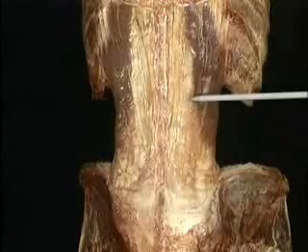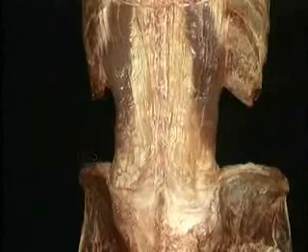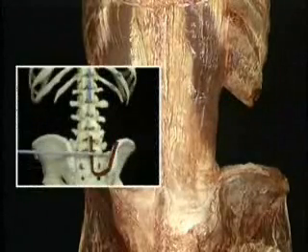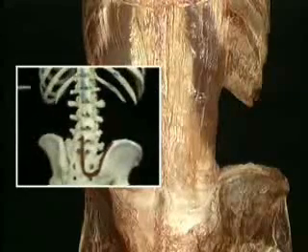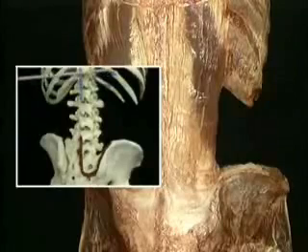Here are the muscles known collectively as the erector spinae. We looked at them in the first section of this tape. They arise from the sacrum and from this part of the iliac crest. They're inserted on the thoracic vertebrae and on the backs of the ribs.